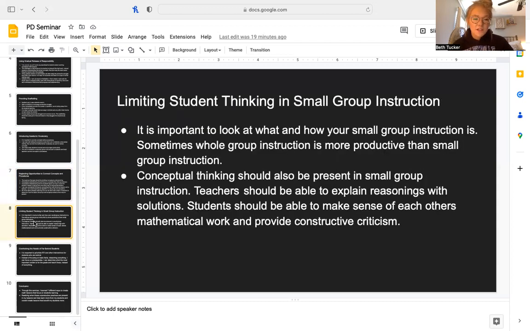The next practice is limiting students' thinking in small group instruction. Small group instruction can be really beneficial, but it's important to look at what and how your small group instruction really is. Sometimes whole group instruction is more productive than small group instruction. Conceptual thinking should also be present in small group instruction, which is typically the issue, that it's not present there. Teachers should be able to explain reasoning with solutions. Students should be able to make sense of each other's mathematical work and provide constructive criticism.